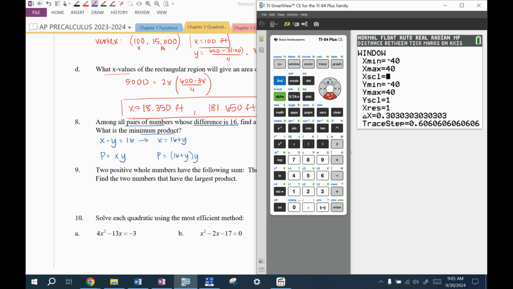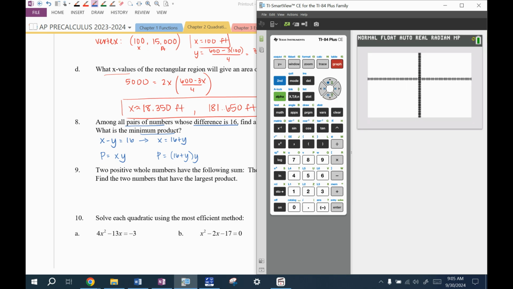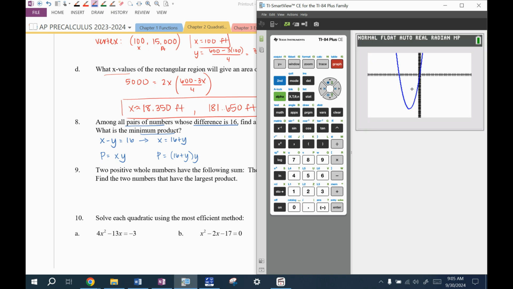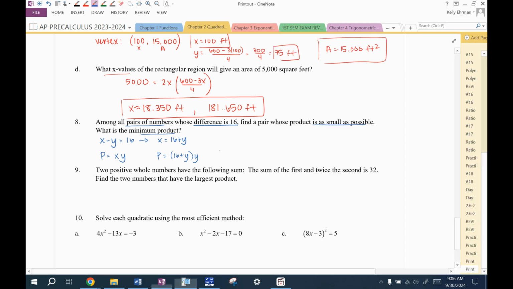I could zoom out again, or I could just adjust the window a bit. The Y minimum, let's bring it down to like negative 60 and press graph. That's pretty close. Negative 80. There we go. I just want to be able to see the vertex so I can find it. I'm finding a minimum this time. And my cursor started on the right, so I've got to get it over to the left, press enter, move it to the right, press enter. So round this to negative 8, negative 64. So the vertex was negative 8, negative 64.